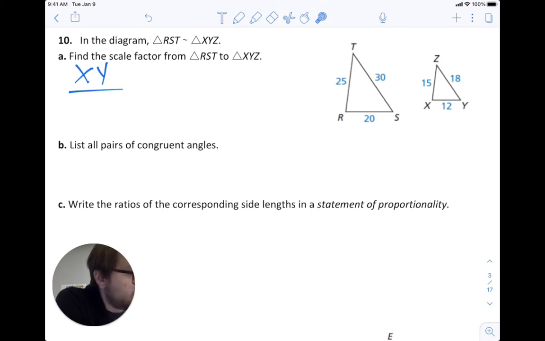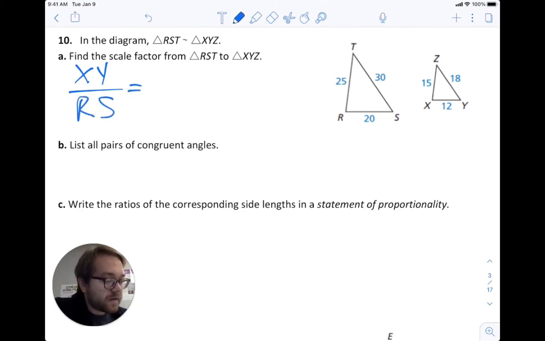And so this one is already set up for us to where this base here is the same as this base here. You can also sometimes look at their side lengths, right? Because 12 here is the shortest side over here, and so RS is the shortest side over here. So if we know these are similar figures, then we know those are going to be corresponding sides. So XY is corresponding to RS.